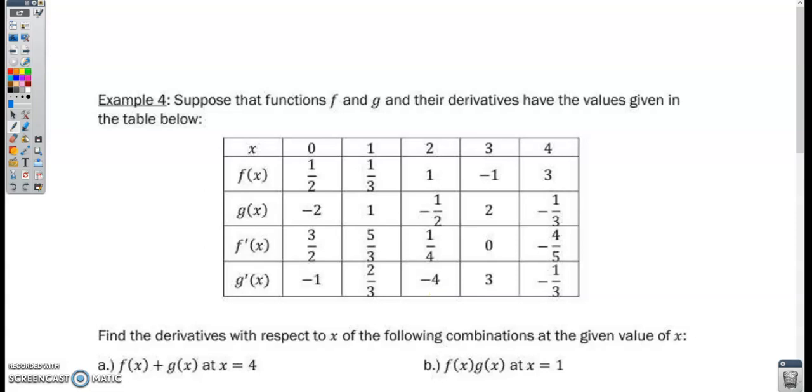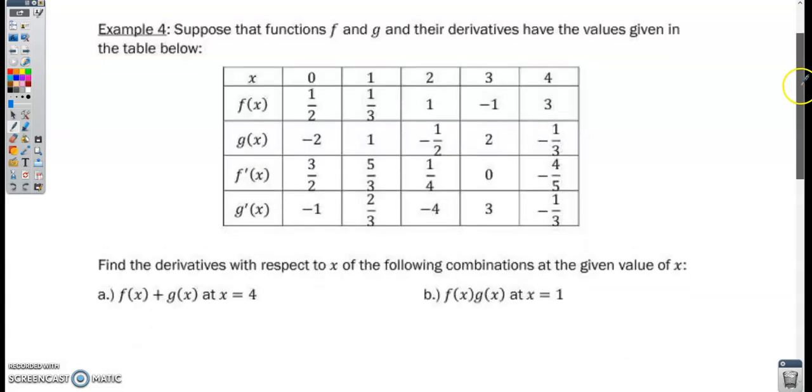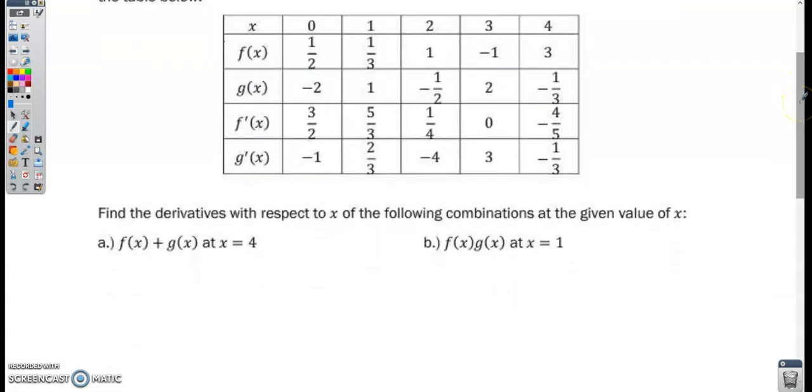We're going to start here with example 4, where we've been given a table of values for the function and derivative for two functions, f of x and g of x, and we're going to find the derivatives of these functions with respect to x at various places. So let's go ahead and we'll do that. We'll start with part A. We're going to find the derivative of f of x plus g of x at x equals 4.